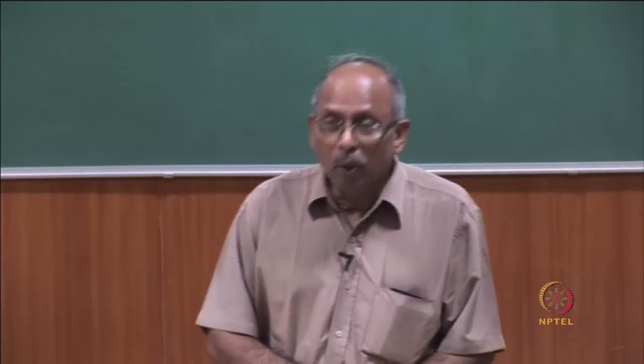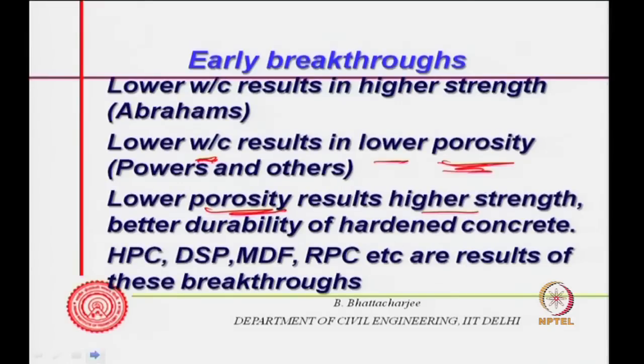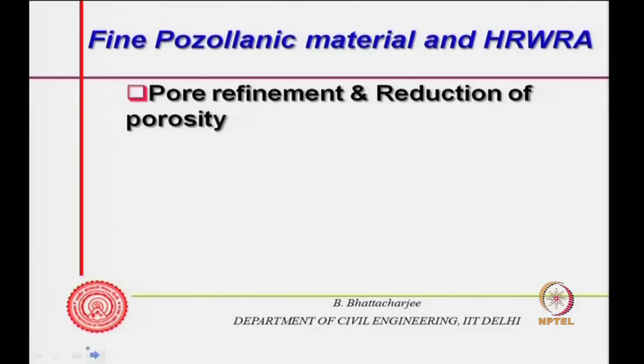Now, all this idea that came through over the years resulted in high performance concrete: densified with small particle systems, we will look at that, macro defect free matrices, reactive powder concrete. So, these are results of this kind of early breakthrough, which gave later understanding and later improvement by essentially reducing pore sizes and porosity. We will look into all these high strength matrices later on. Now, we will concentrate on high strength concrete. We said that if you want to get high strength concrete, then you must refine the pores and reduce the porosity. This is the main crux of the matter.